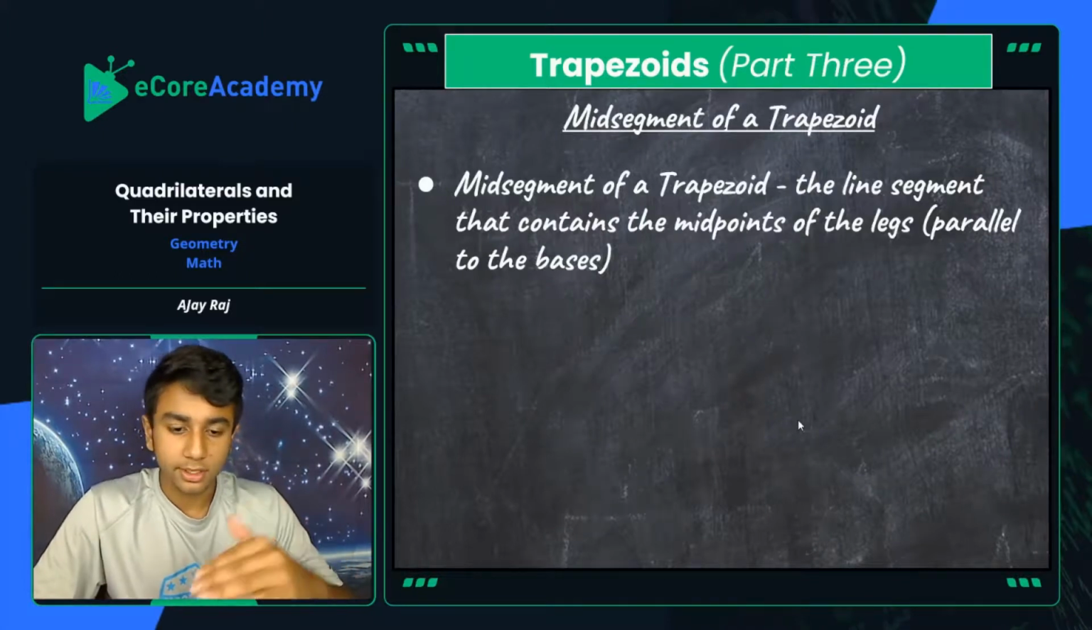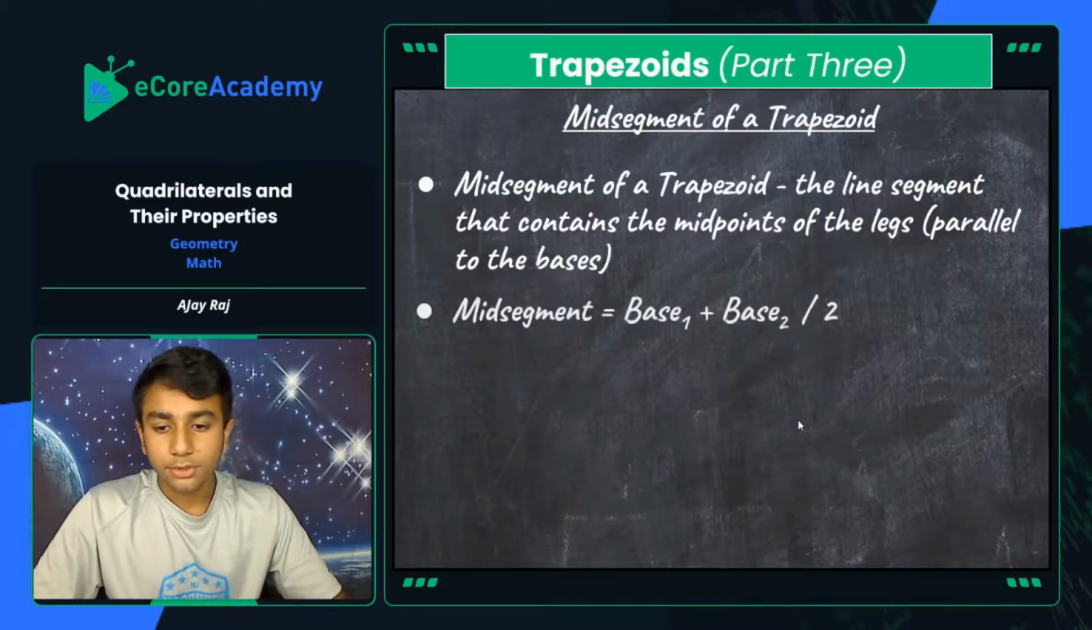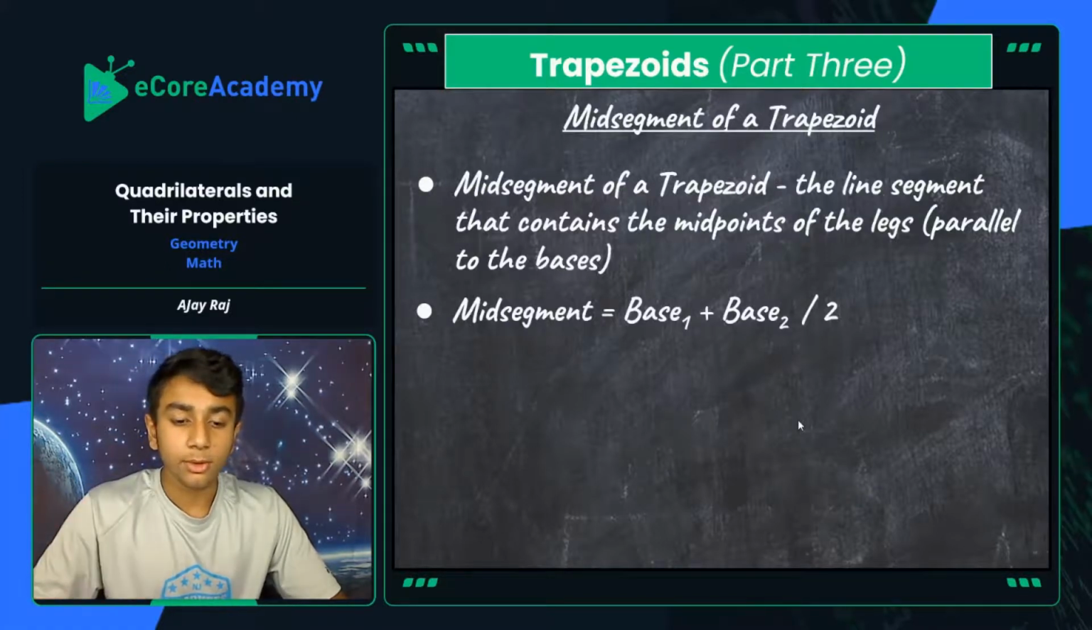It'll be equivalent distance from base 1 and base 2. So the mid-segment formula is going to be base 1 plus base 2 over 2, because like I said, it's going to be the equivalent distance between both bases. So it's going to be the value of both bases over 2 in order to find the length of the actual mid-segment. It's going to be the average of the value of the bases.